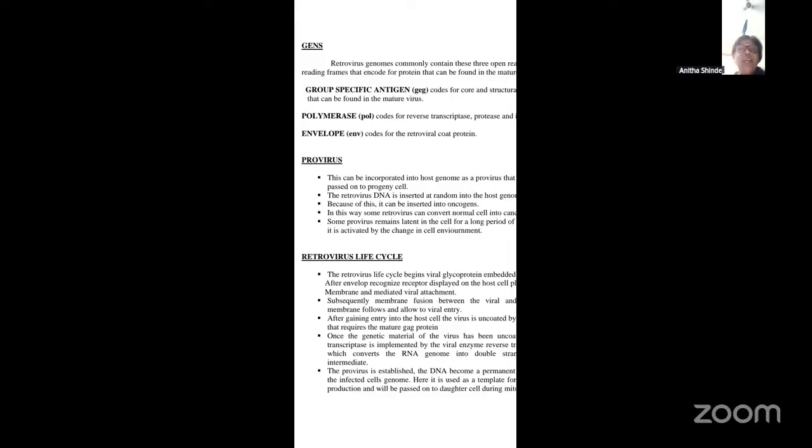Then the retrovirus life cycle they have given. The retrovirus life cycle is a very, very important aspect. So you all know, the cancer cells as well as the cells, because they all have these retroviruses.